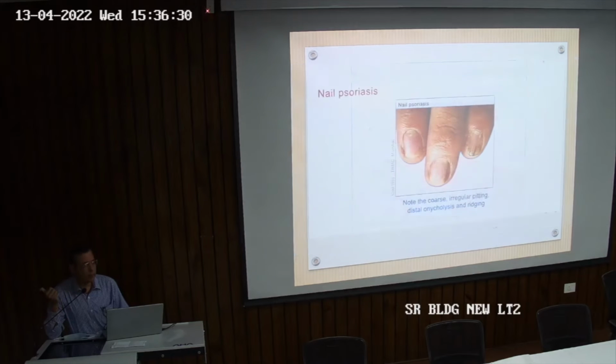This is nail psoriasis. So in this nail you can see the pitting. I think it's clear in this case. And in the central one you will see coarse pitting, irregular pitting, distal onycholysis, and ridging.